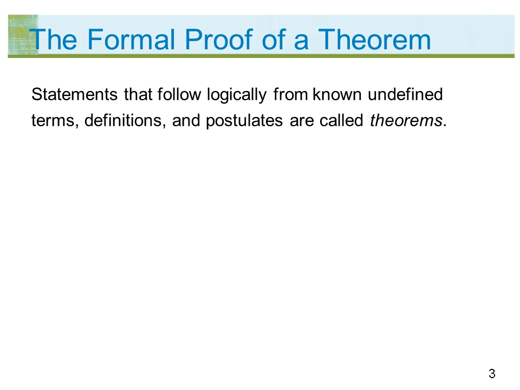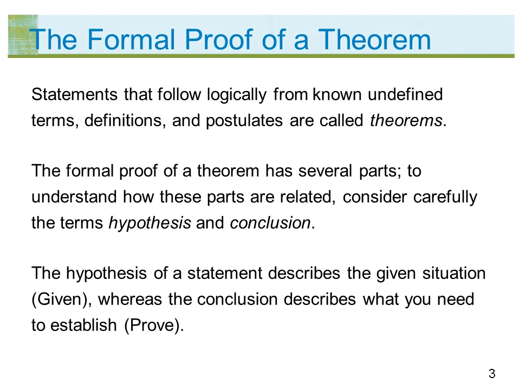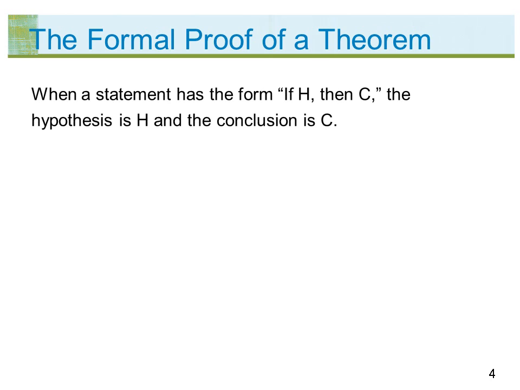Statements that follow logically from known undefined terms, definitions, and postulates are called theorems. The formal proof of a theorem has several parts. To understand how these parts are related, consider carefully the terms hypothesis and conclusion. The hypothesis of a statement describes the given situation (given), whereas the conclusion describes what you need to establish (prove). When a statement has the form "if H, then C," the hypothesis is H and the conclusion is C.